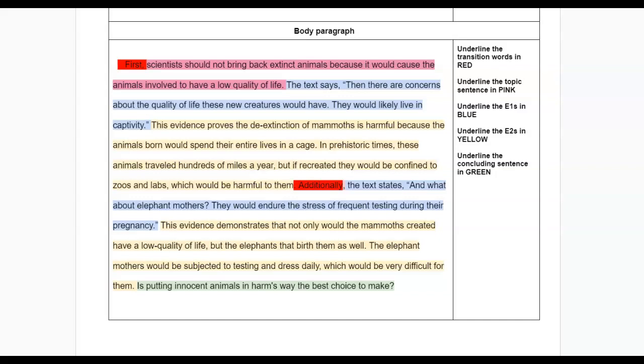All right, friends, welcome into part 2 of our Writer's Workshop activity for today. We just went through and annotated the body paragraph.